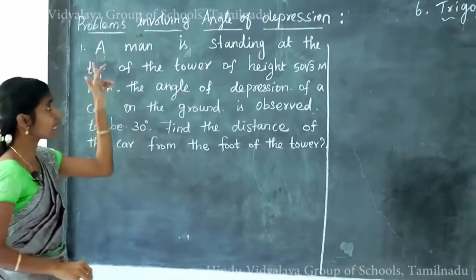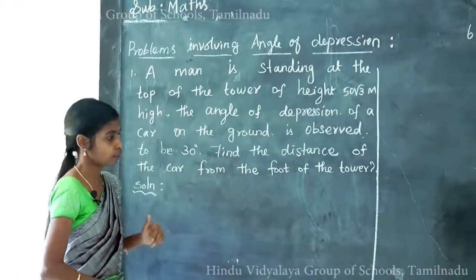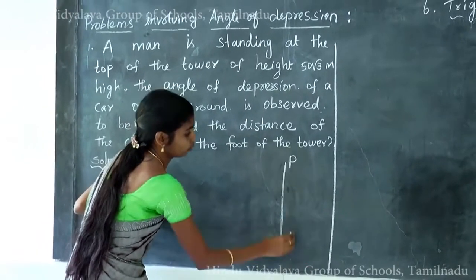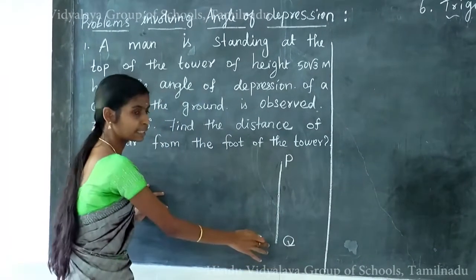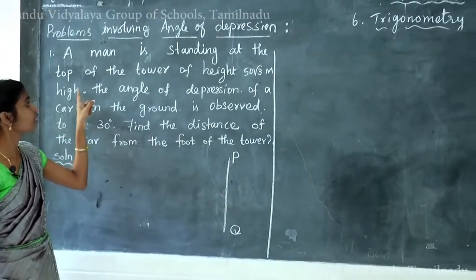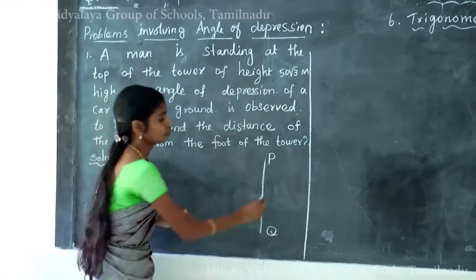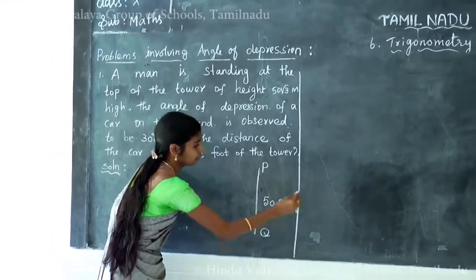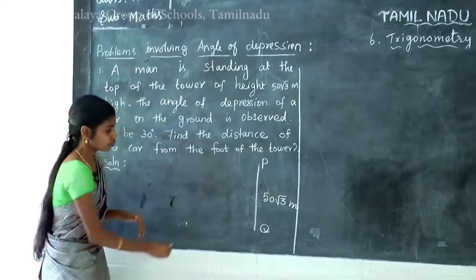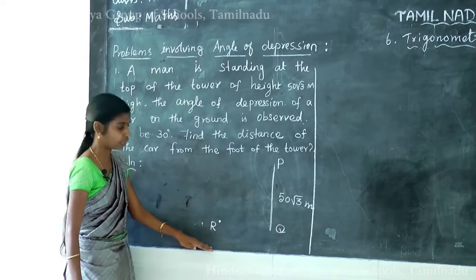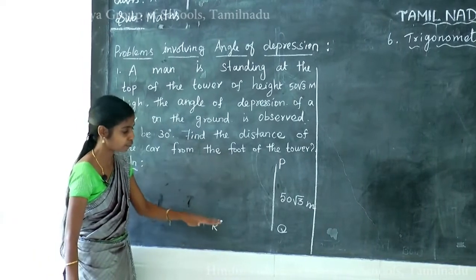So the question is, a man is standing at the top of a tower. So there is a tower, PQ. So PQ is the tower. What is the height of the tower? It is given as 50 root 3 meters. So PQ is equal to 50 root 3 meters. Then a car is on the ground. So we take a point R, which is the position of the car. So R is the position of the car.